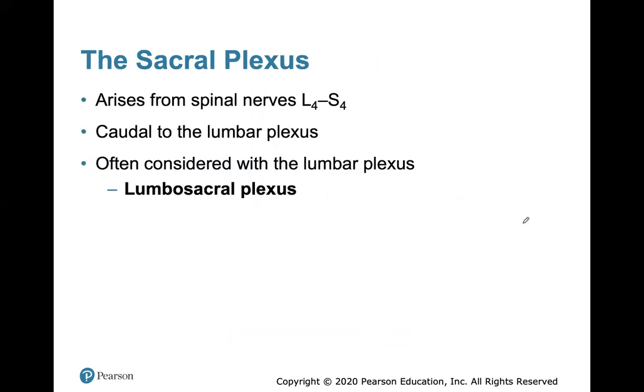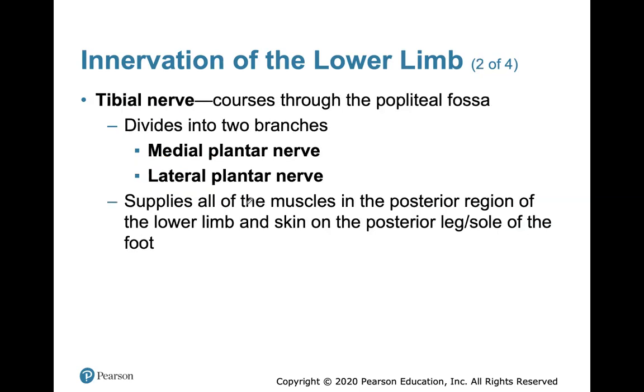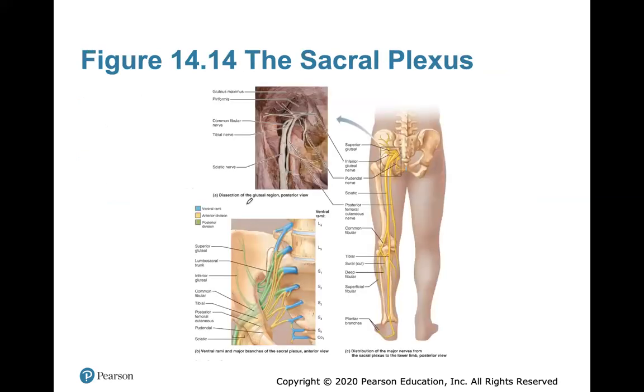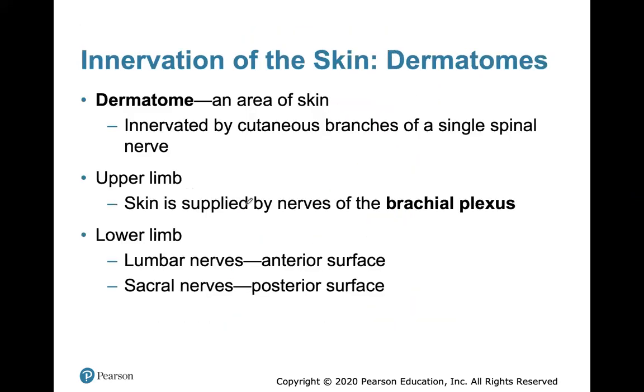And then there's a fourth plexus called the sacral plexus, and this is caudal, or lower, than the lumbar plexus. The sciatic nerve is the largest nerve, and it's kind of an important one because it travels through the length of the leg. It's actually two nerves in one sheath. The tibial nerve innervates the posterior limb, and the common fibular nerve innervates the muscles of the lateral anterior part of the leg. The tibial nerve, you can see which parts it innervates, and the common fibular nerve. And then again, a lot of these nerves I won't ask you specific questions on, but understanding that they come from the sacral plexus is important.